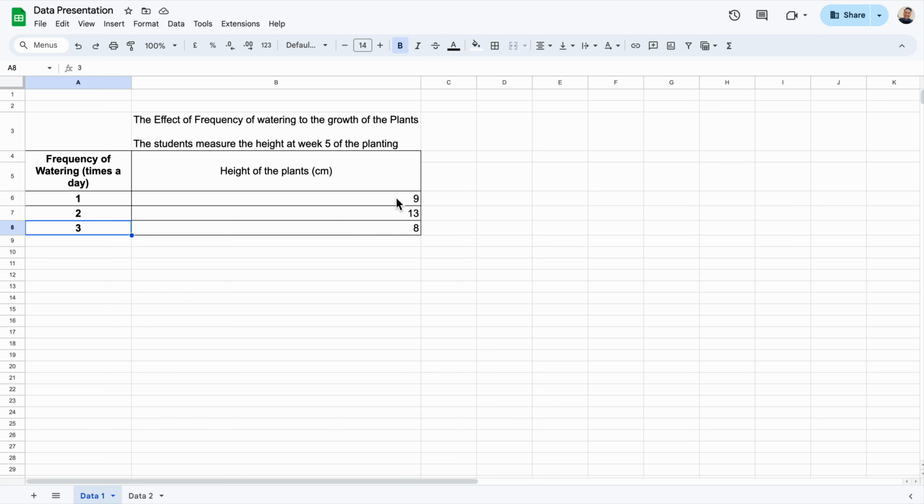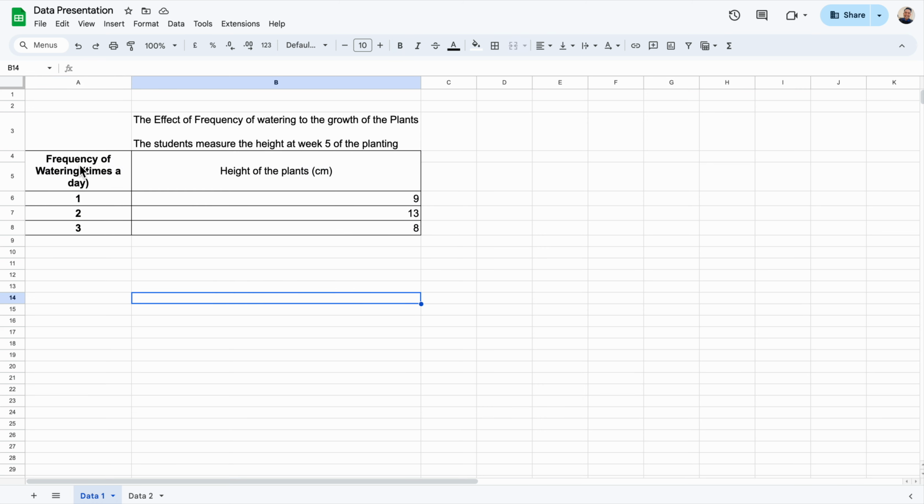Now, the heights at week 5: it is found that plant 1 is 9 centimeters at week 5. Plant 2 is 13 centimeters. And 8 centimeters is plant 3, which is watered 3 times a day. So look at how this table is constructed.